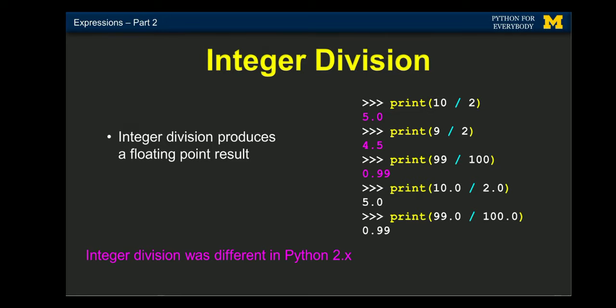Integer division produces a floating point result. Suppose you want to get the output of 10 divided by 2, you are going to get 5.0. And if you want to get an integer output, you must use the double slash. These are the expressions for getting a float number as output.